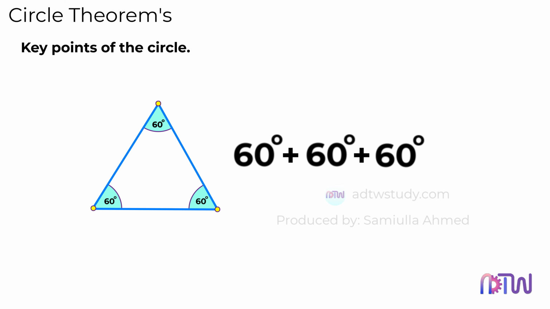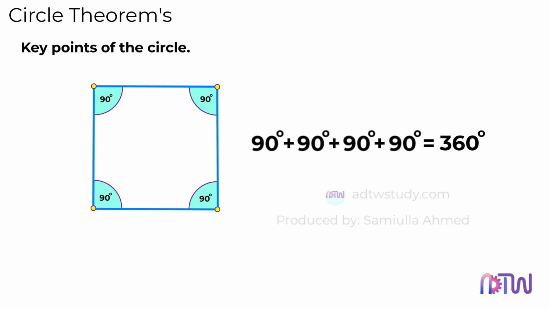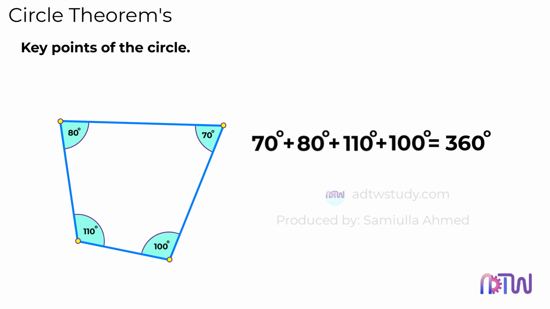Apart from these concepts, we need to keep in mind that the sum of the interior angles of a triangle is always 180 degrees. If we consider a square instead of a triangle, the sum of all the interior angles is 360 degrees because each corner angle is 90 degrees, and 4 times 90 equals 360. This statement holds true for any quadrilateral, even if its corner angles are not 90 degrees.